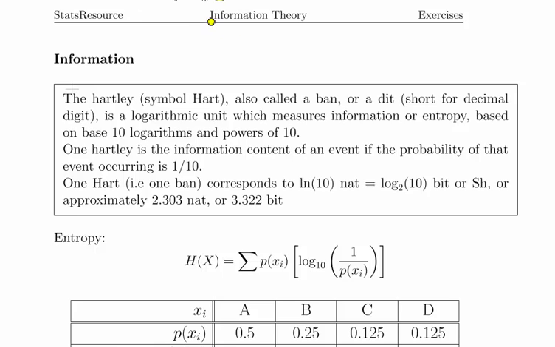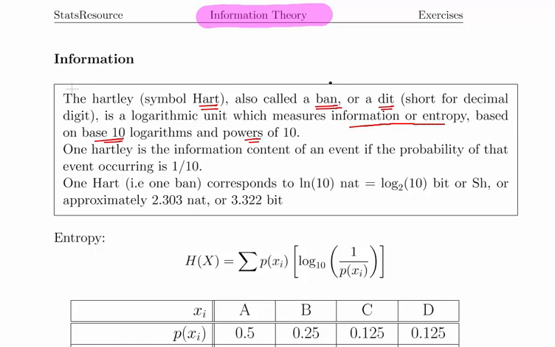Okay, in this presentation we're going to look at information theory, and what I'm going to do is calculate entropy. Entropy is a measure of information. The Hartley symbol, also called a ban or a dit, I'm not really used to saying those. I usually call them Hartleys. Dit is short for decimal digit. It is a logarithmic unit which measures information or entropy based on base 10 logarithms or powers of 10.